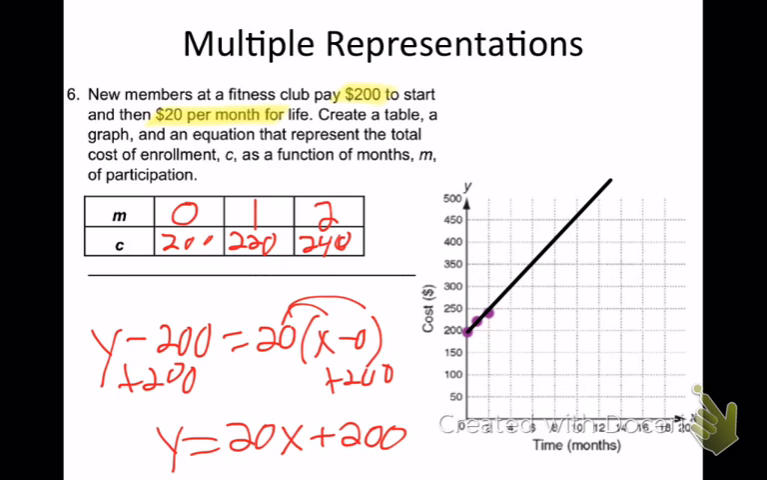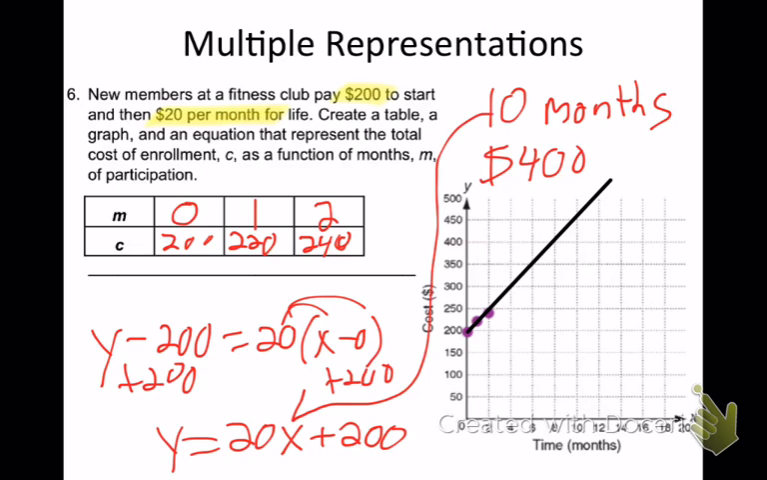Now this one doesn't ask me, but what if I asked you, in 10 months, how much would you pay? So if I asked you over a 10-month period, how much would you pay? Would anybody be able to give me that answer? Nice job, Jake King. How'd you find that? Math is correct. Take that 10, plug it in. 20 times 10 is 200. 200 plus 200 is $400 total.